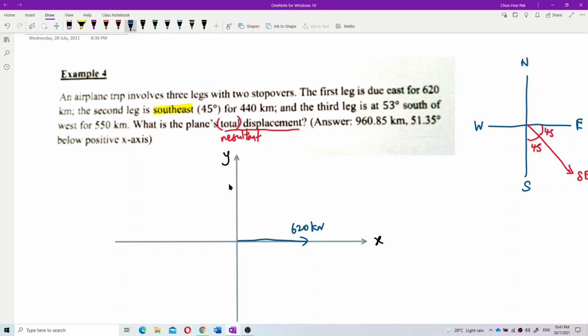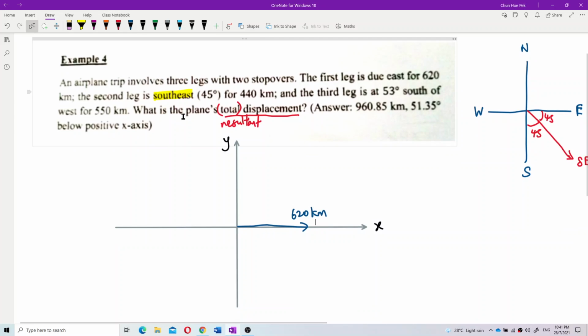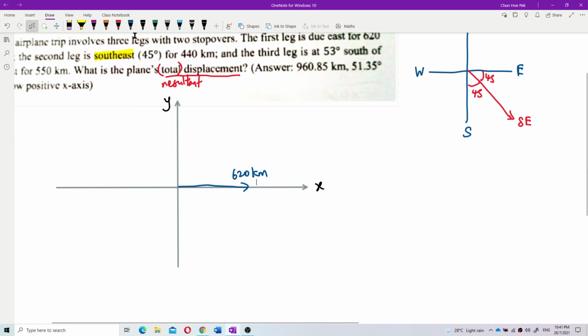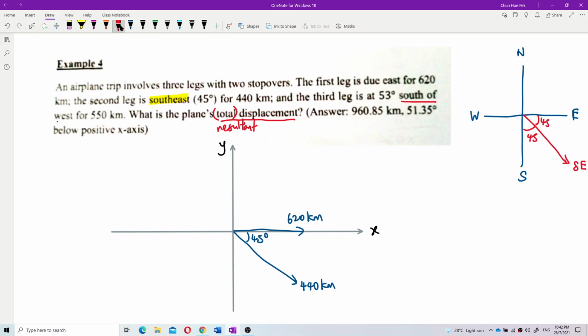620 kilometers. Okay, and then the second leg, southeast. Southeast means over here. Southeast 45 degrees, so it is over here. Okay, and it is 440 kilometers, and it must be 45 degrees. And then the third leg is 53 degrees south of west. This is very important. South of west.